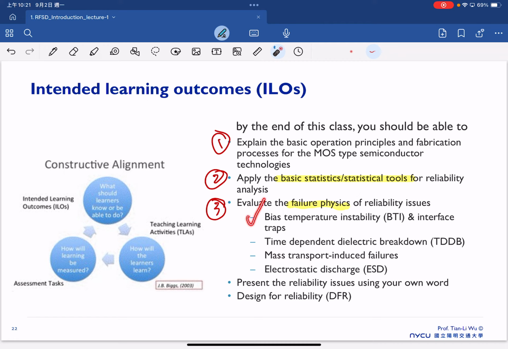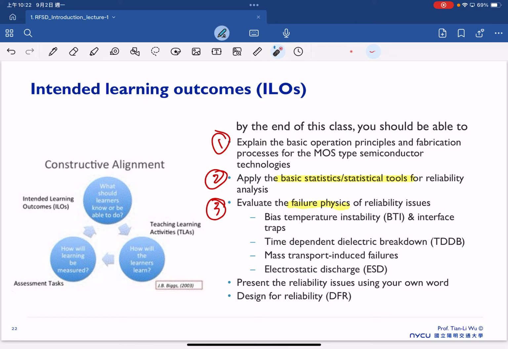is bias temperature instability and the interface trap. The second one is time-dependent dielectric breakdown. The third one is electromigration-induced void. And the last one is the ESD issue. So in this class, we will also talk about these four very specific reliability issues. But these four are the most important reliability issues.